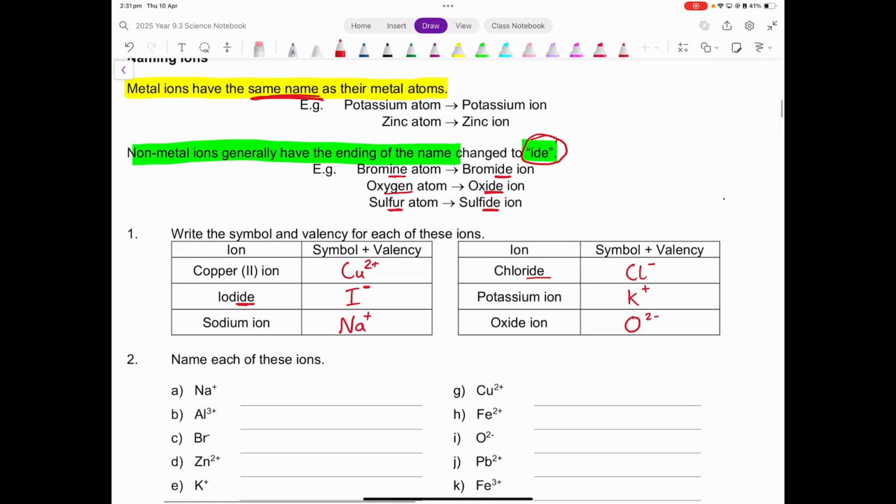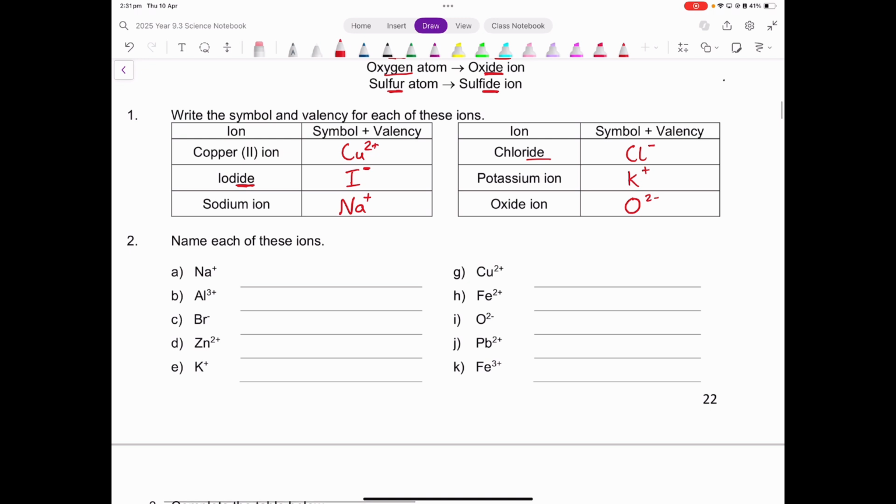Now, what I'm going to have you do is write down the name for each of these ions. The good news for you, the only two with a different name will be each of these. I'm not going to say the name out loud. I want you to have a go. But both of them were in our examples up the top. All of the other metals keep their original name.